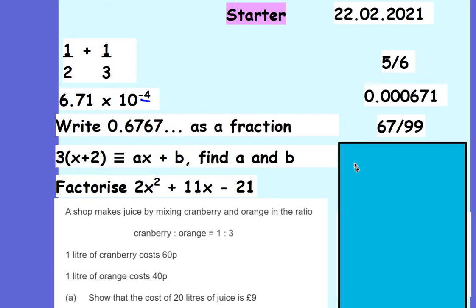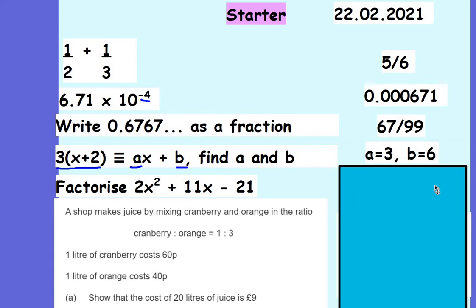The next one was a comparing coefficients question. You needed to expand that bracket to give you 3x plus 6, and then the 3 corresponds with the a, so a is 3, and the 6 corresponds with the b, so the b is equal to 6.